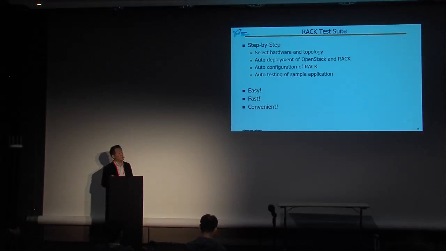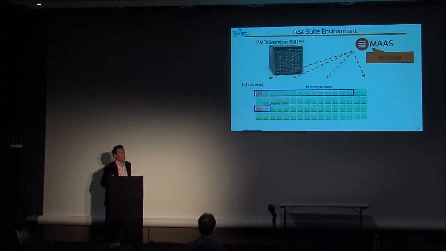That is very easy, fast, and convenient for users. So in our test bed, we have various types of hardware: rack servers, OpenFlow switches, etc. But to test OpenStack native applications, we chose CMicro servers. CMicro servers are high-density servers that include 64 servers in one chassis. One chassis is about 10 units.